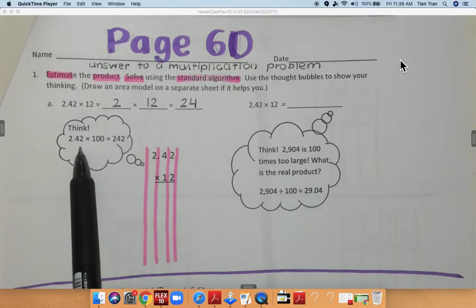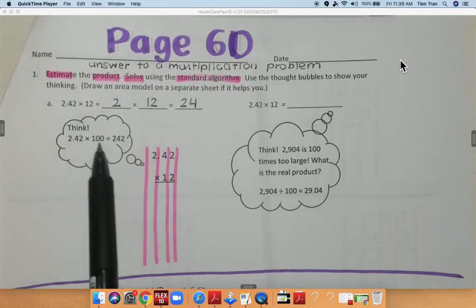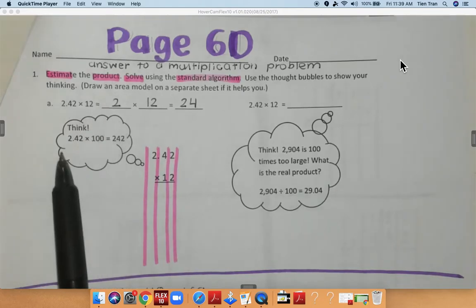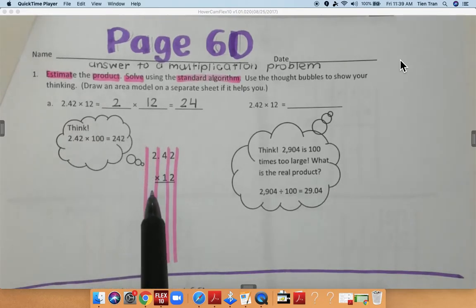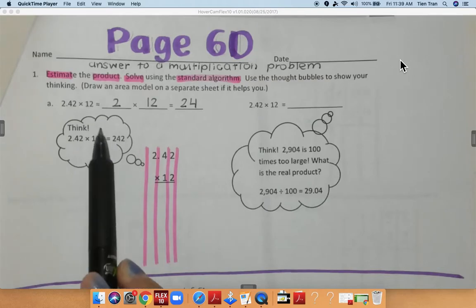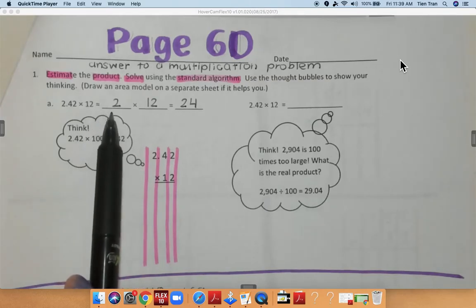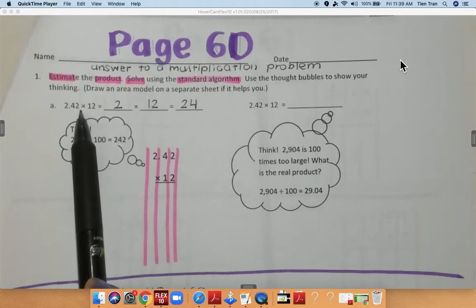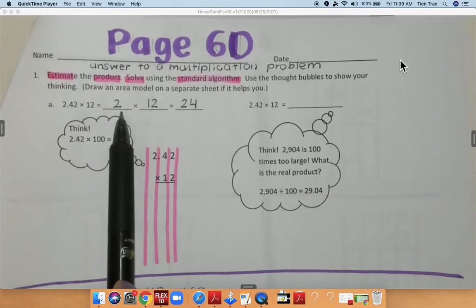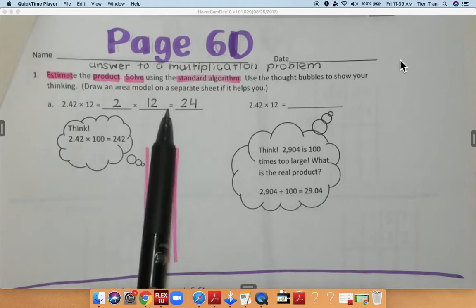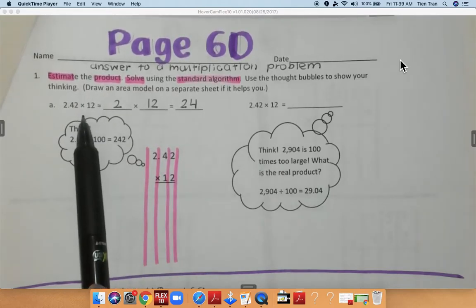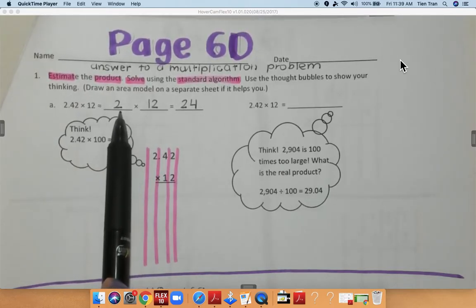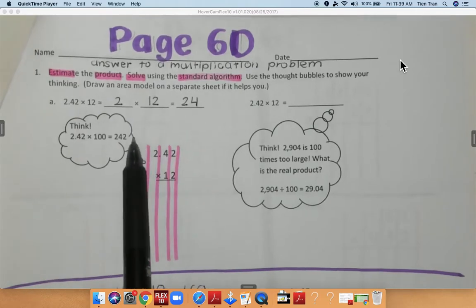So in this little cloud bubble or think bubble, it says right here 2.42, or 2 and 42 hundredths, times 100 is equal to 242. So they're asking you to think about it because it might help you figure out how to solve this problem. The first thing they also ask you to do is round 2 and 42 hundredths. I rounded 2 and 42 hundredths to 2, and I rounded 12 to 12. I can also round it to 10 if I want to, but I felt that 12 would be more accurate.